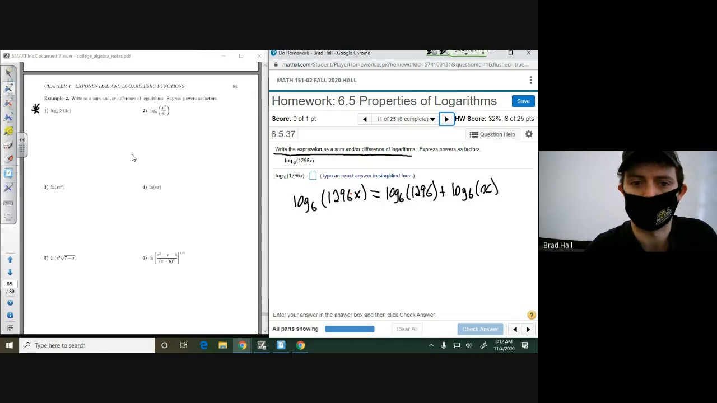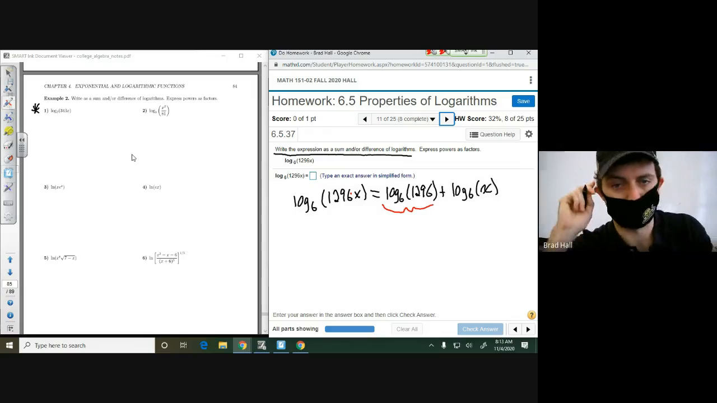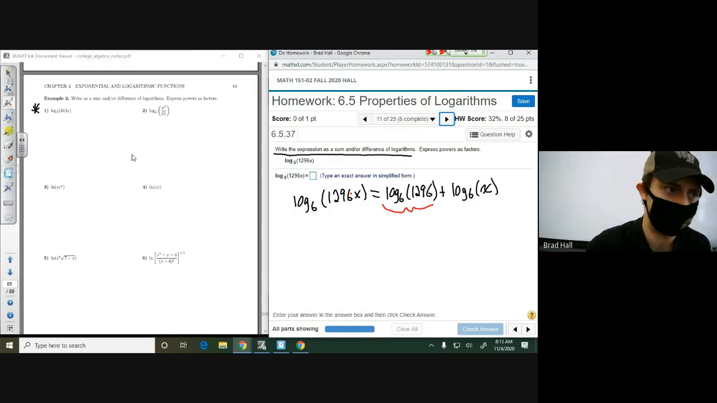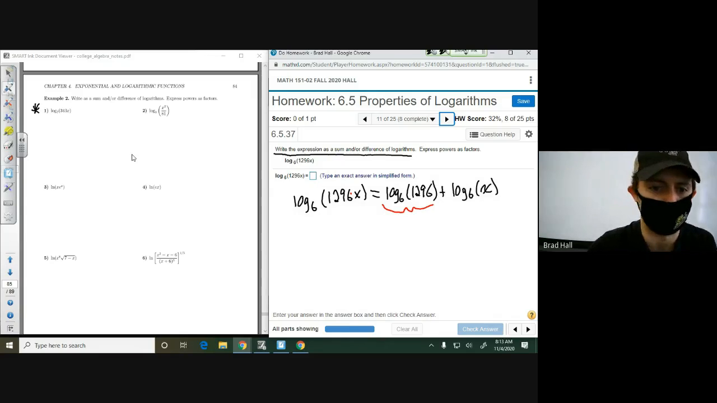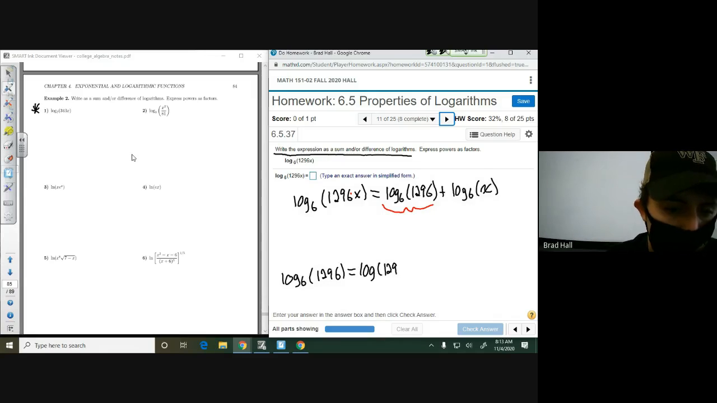And if you try to type this in as your final answer, it's going to say it's wrong, because this part right here can actually be simplified. Log base 6 of 1296, I'm pretty sure that could be simplified. So something I hopefully mentioned in my lecture video is that if you have a logarithm that has just numbers in it, you can attempt to simplify it if you can. Because log base 6 of 1296 is equal to log of 1296 divided by log of 6.